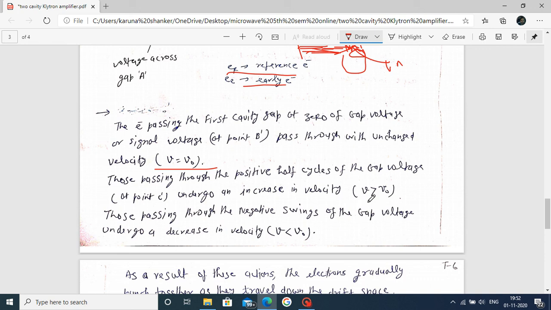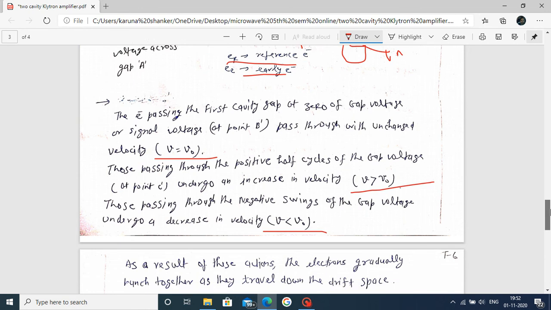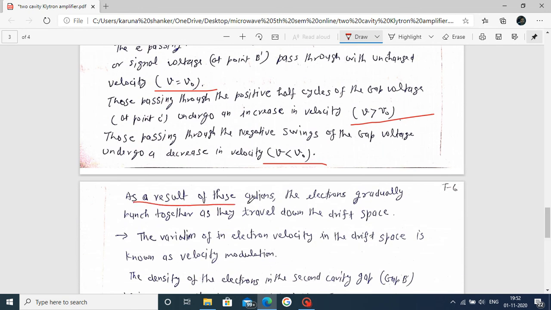When positive half cycle, the electron velocity increases. When negative half cycle, the electron velocity decreases. As the result of this action, the electrons are gradually bunched together as they travel through the drift space.